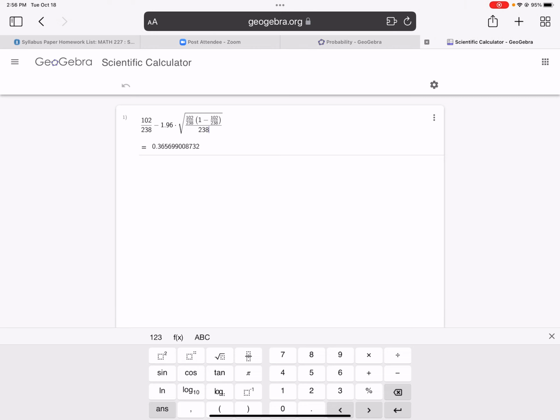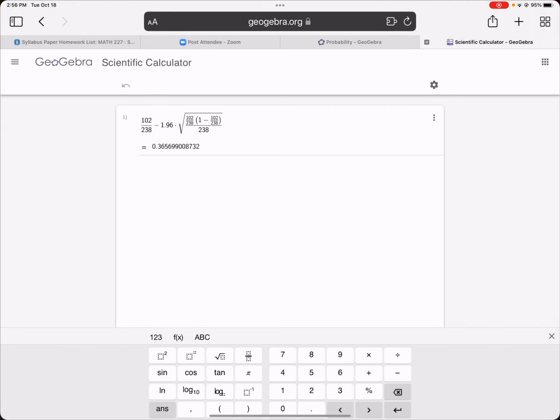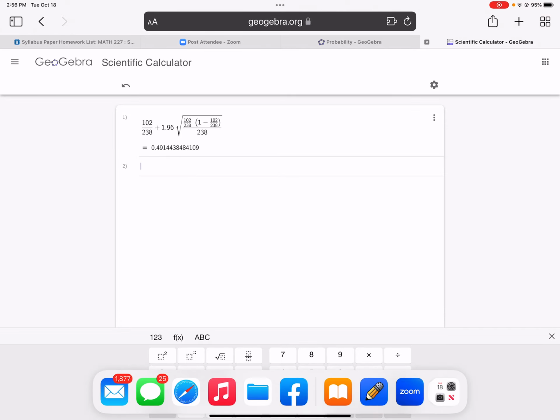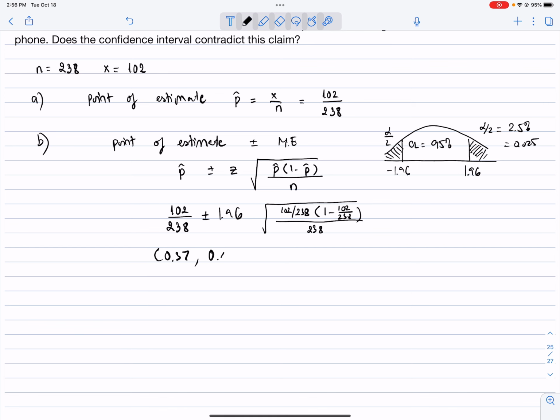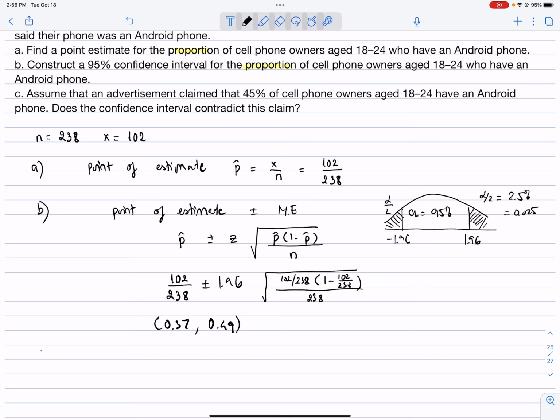So we got the answer 0.37. And then we change to the plus side, and we got 0.49. Alright, for part C, assume that the advertisement claimed that 45% of the cell phone owners aged from 18 to 24 have an Android phone. Does that confidence interval contradict this claim?